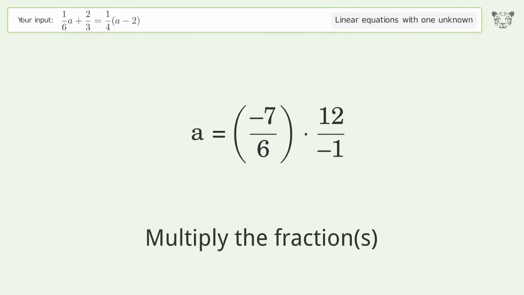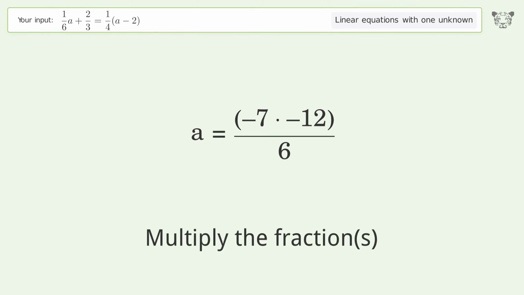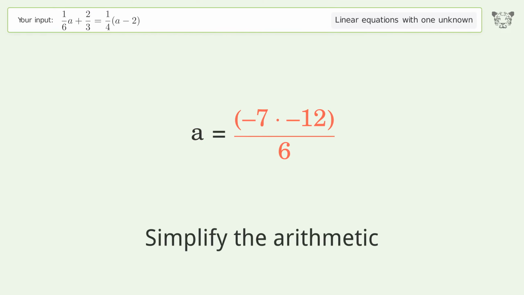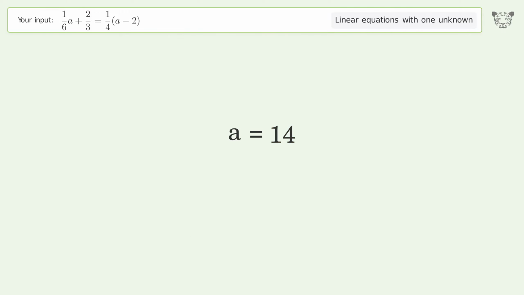Multiply the fractions. Simplify the arithmetic. And so the final result is a equals 14.